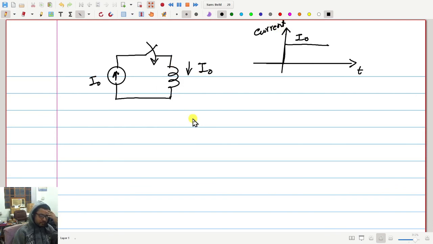Sir, will there be any heat generated during this very short time interval of 0 to I naught? Since there is no resistance considered, there won't be any heat generated. But practically there is of course resistance.